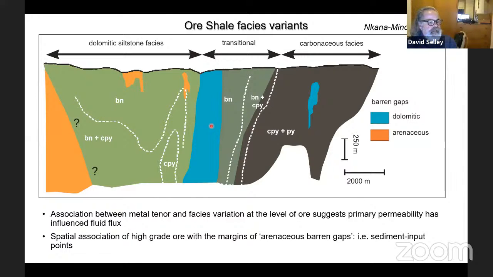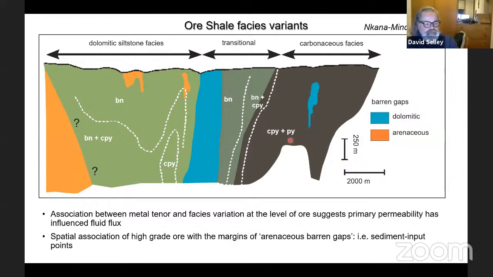patcheries. The vast majority of the resource is contained within what's known as the dolomitic siltstone facies, so a relatively coarse-grained facies variant containing numerous thin sandy intervals, and this transitions southward into a much finer grained unit known as the carbonaceous shale facies, which has an antithetic relationship with high-grade mineralisation. The grade always drops off as we step into the carbonaceous facies.